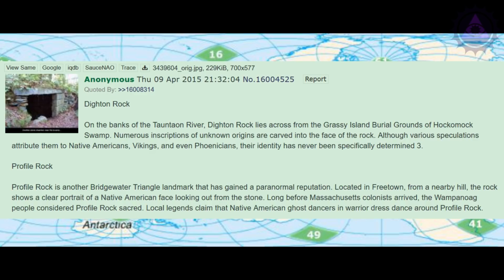3. Profile Rock. Profile Rock is another Bridgewater Triangle landmark that has gained a paranormal reputation. Located in Freetown, from a nearby hill, the rock shows a clear portrait of a Native American face looking out from the stone. Long before Massachusetts colonists arrived, the Wampanoag people considered Profile Rock sacred. Local legends claim that Native American ghost dancers in warrior dress dance around Profile Rock.